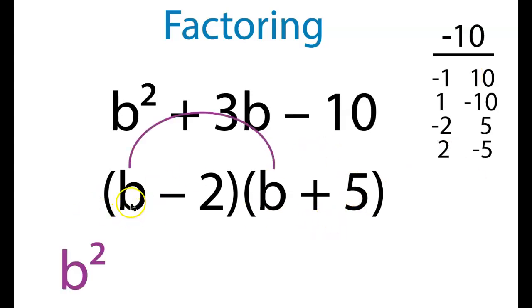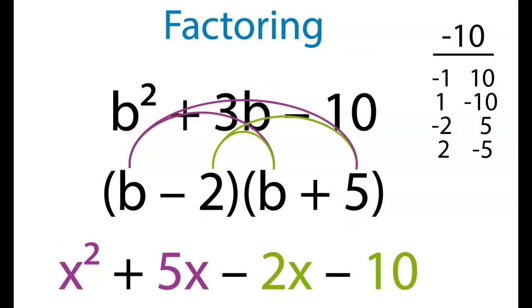Because when we do the distribution backwards, right, so back and forth and back and forth, the b squared comes from those first two terms. The negative 10 comes from the last two terms. Negative 2 times positive 5 gets us negative 10. And then the middle term, that plus 3b, comes from the plus 5b minus 2b. Oh, sorry, that should say b. But you get the idea, right?